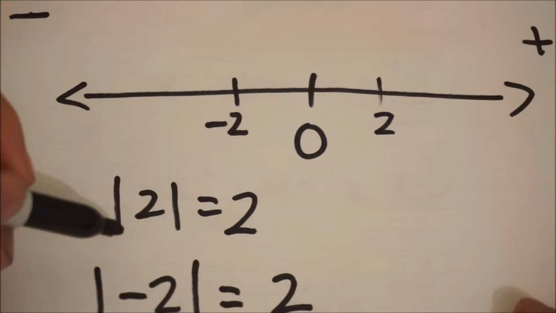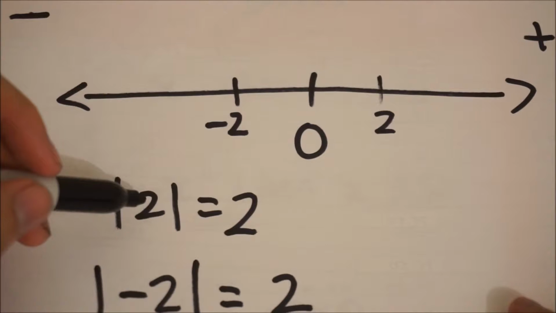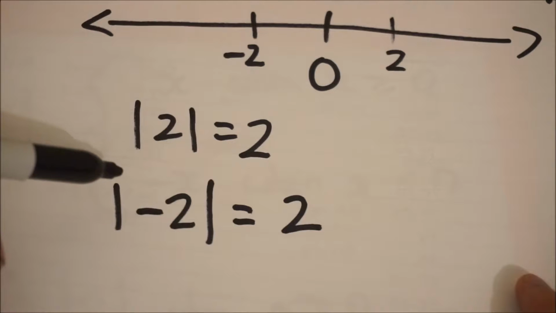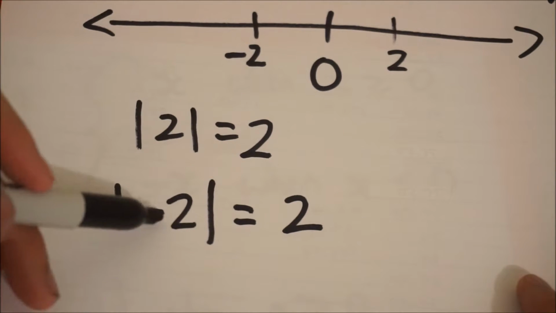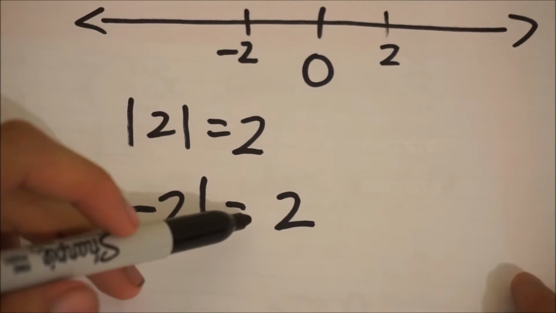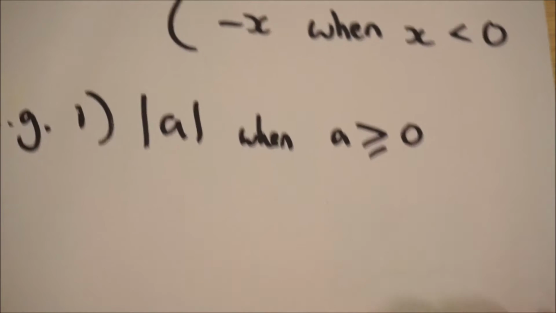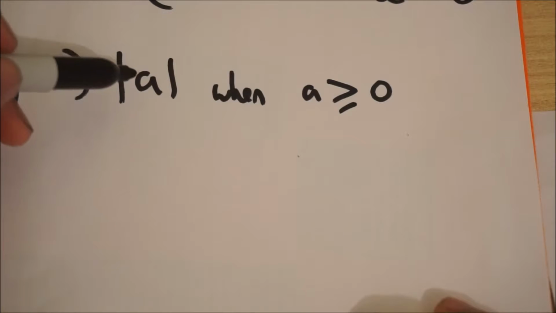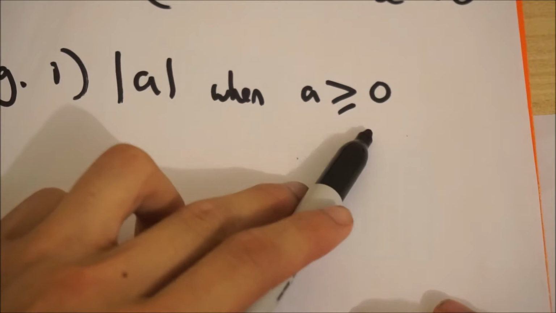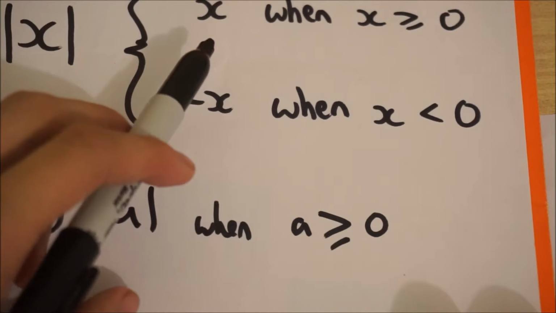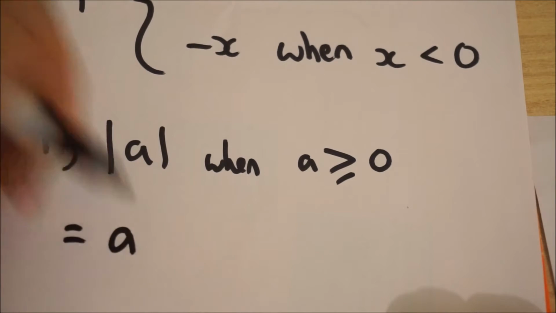So 2, which is inside our absolute value, is positive, so that's going to stay as 2. But this -2 is less than 0. So how can we turn that into a positive number? Well, if I multiply -2 by -1, I get 2 again. So if we come back to here, we really want to look at the general case. The absolute value of a when a is greater than or equal to 0: a could be anything, except we know it has to be either positive or 0. So using my definition up here, this is just going to equal a.